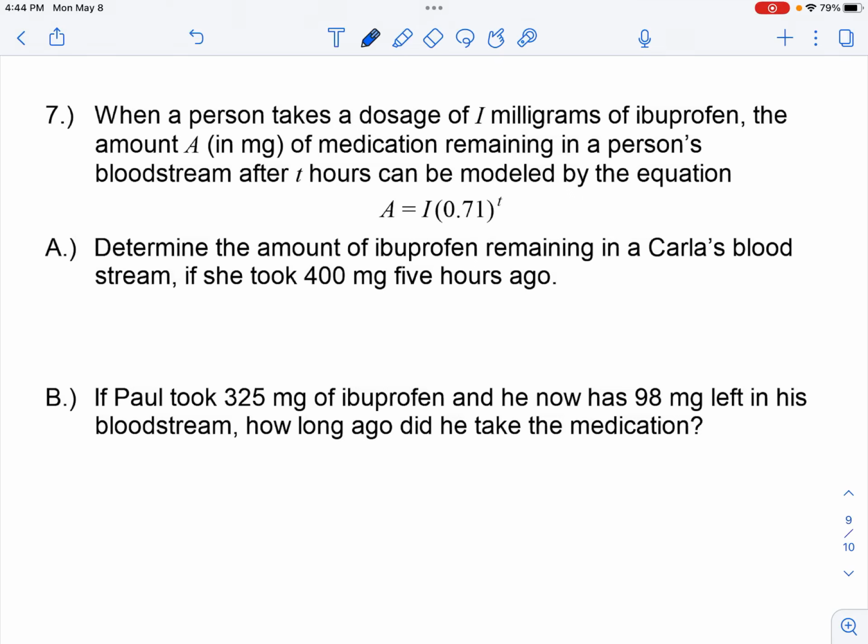For our final set of examples, we're going to take a look at something that doesn't use one of the formulas provided, but it is an exponential model, but the model is being provided to us in the context of the problem. So here we go.